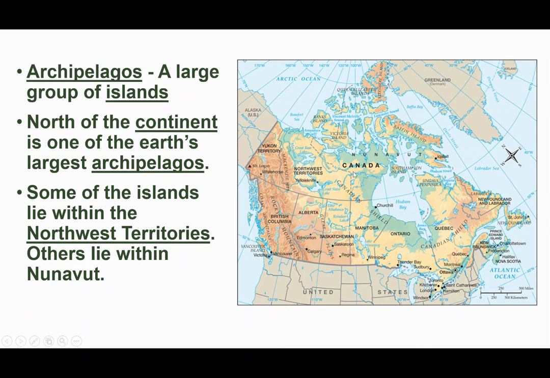So do this, follow this border right here. That is the border that separates the Northwest Territories from Nunavut. If you follow the line, it goes like this, and then here's the archipelago. So notice part of these islands over here belongs to the Northwest Territories. The rest of these islands belong to Nunavut.